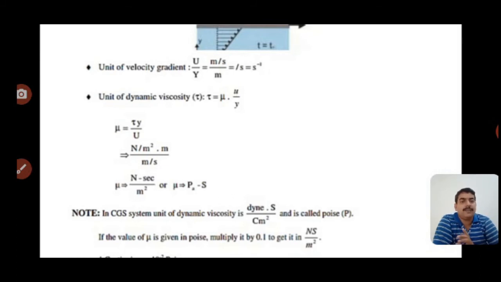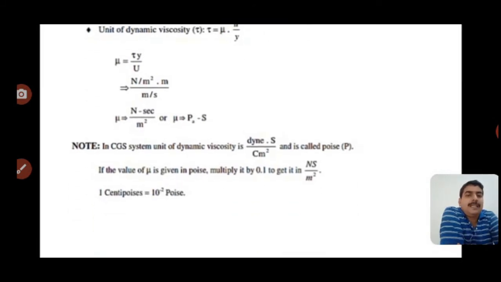The unit of viscosity is also Poise. In the CGS system, the unit of viscosity is dyne second per centimeter square. 1 Poise is equal to 0.1 Newton second per meter square. Multiplying by the value 0.1 converts it into Poise. 1 centipoise is equal to 10 to the power minus 2 Poise. Clear?